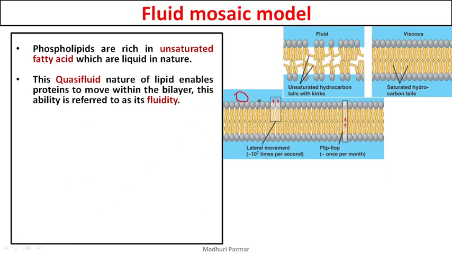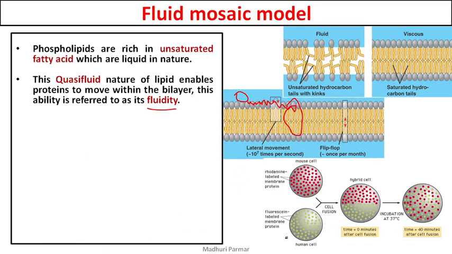If there is a protein here, it will be easily floating. It will move around and it can come here or anywhere else. Fine. So this ability that proteins or phospholipids can move around easily is called fluidity. Now, let us look at an example or an experiment to show that fluidity exists.